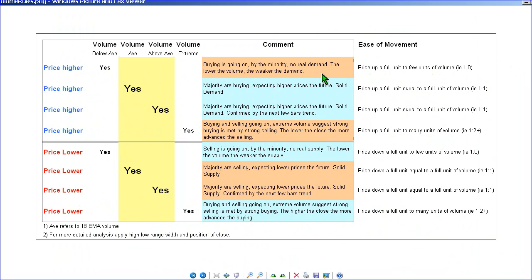When the volume is low, it doesn't really support the idea that there is strong demand. Now, the next few bars may change the story. We have to wait and see.